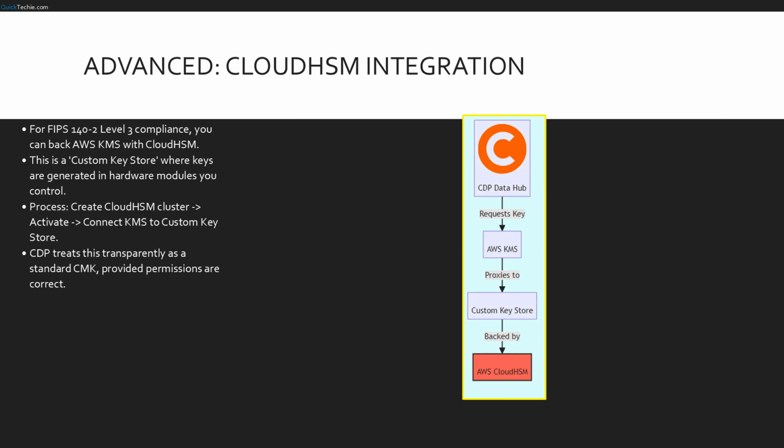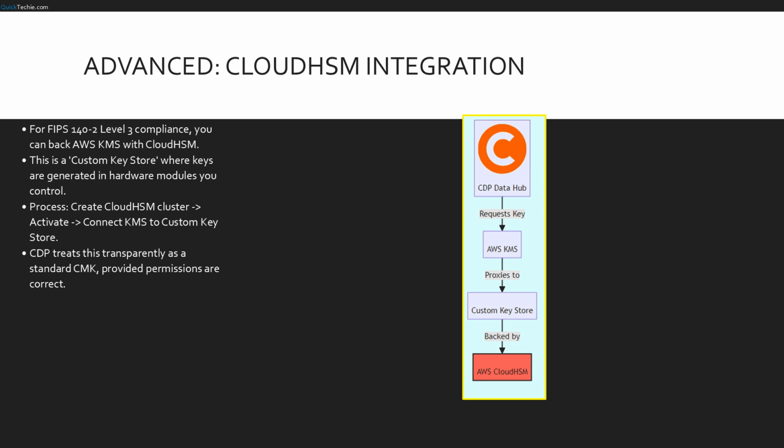For the highest level of security, typically required for FIPS 140-2 Level 3 compliance, you can integrate with AWS CloudHSM. In this scenario, AWS KMS doesn't generate the key material. Instead, it uses a custom key store backed by dedicated hardware modules in your VPC. You must initialize the CloudHSM cluster first, then link it to KMS. To CDP, this looks like a standard CMK, so the integration is seamless provided the underlying permissions are correct.